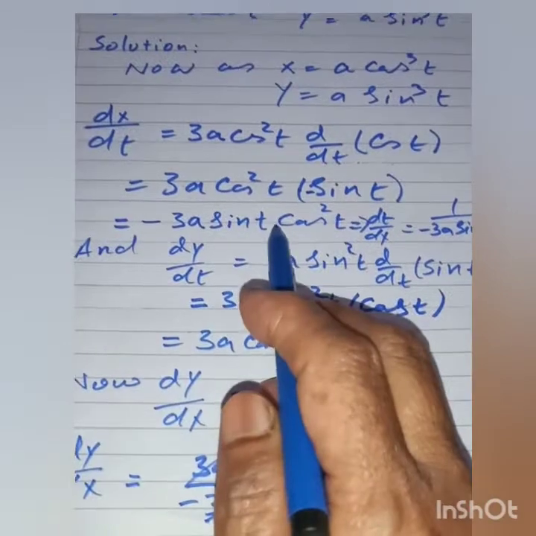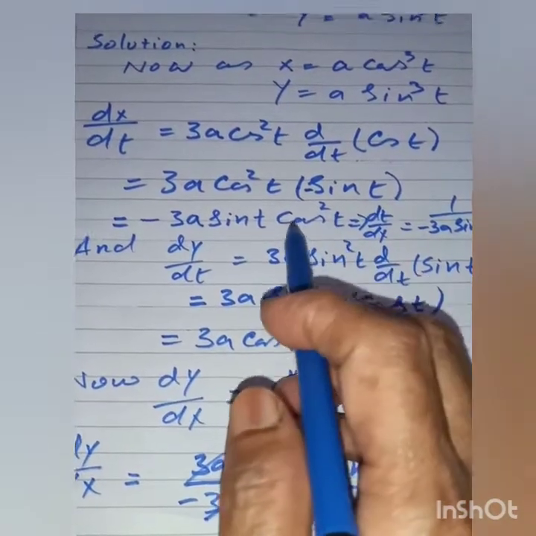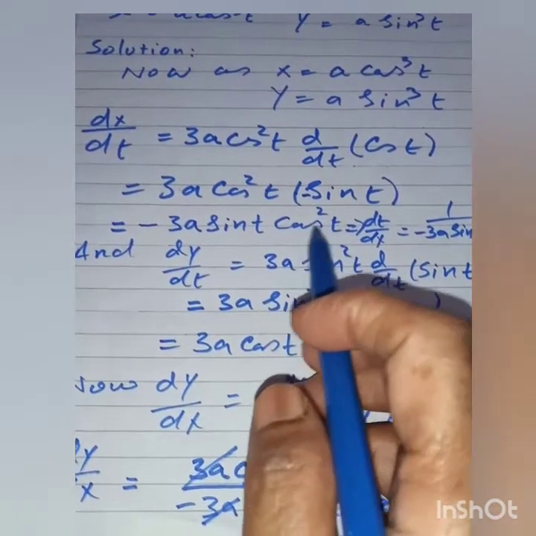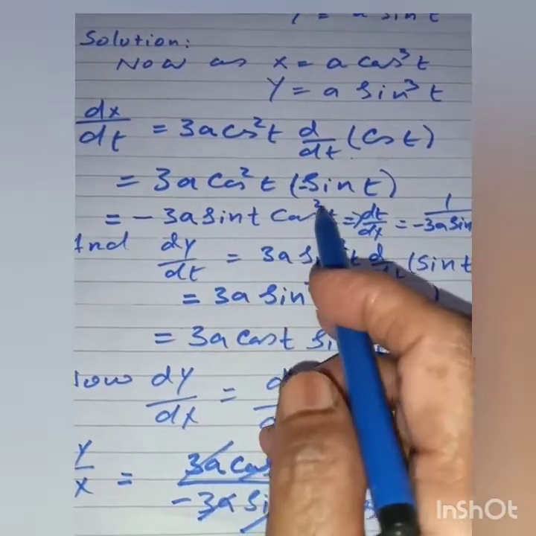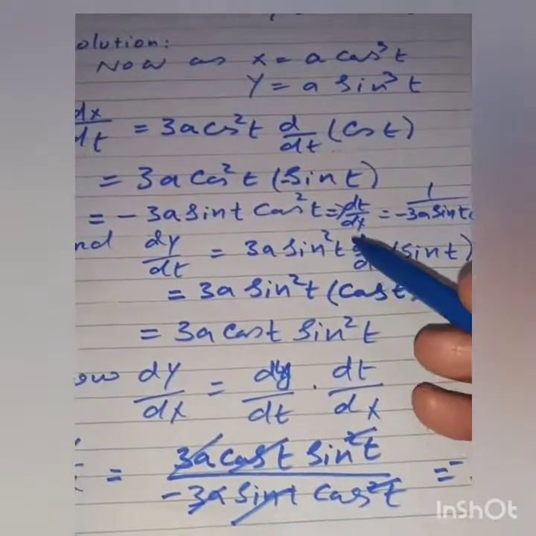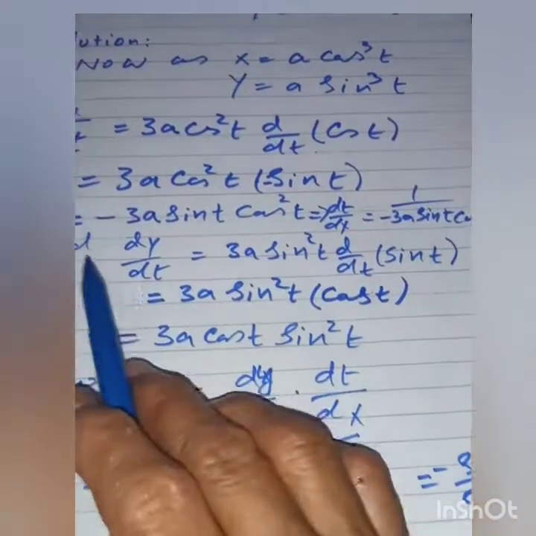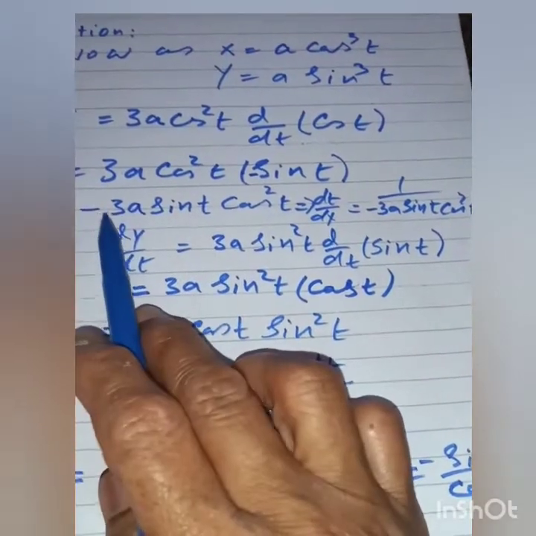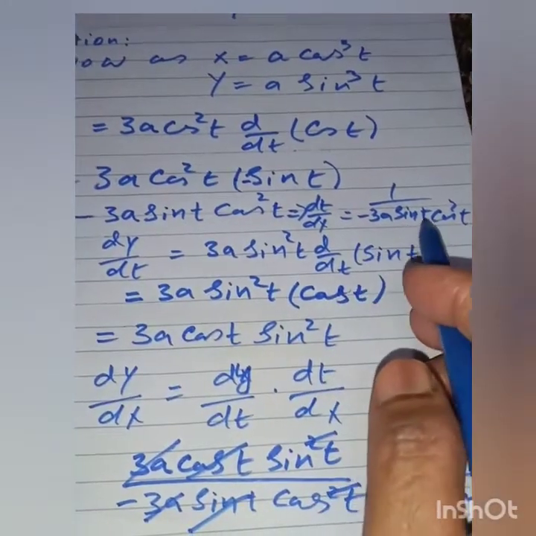a sin of t into cos square t. Then, as it is dx by dt, dt by dx will be inverted. The value of this function is minus 3 times a into sin of t into cos square t.